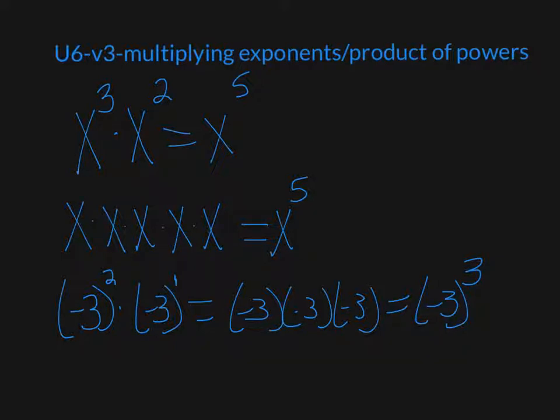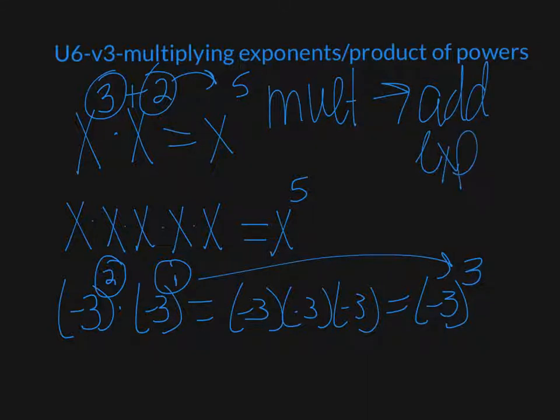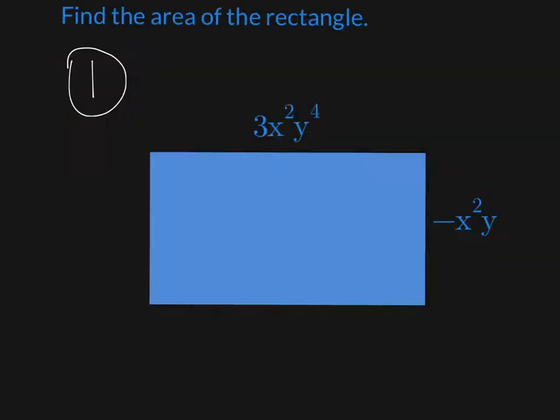The shortcut is you are going to add exponents, so you don't have to write them out every time. The thing you've got to remember is it's a multiplication problem, but you add exponents. It's not an addition problem. It is a multiplication problem, but the shortcut is to add exponents.